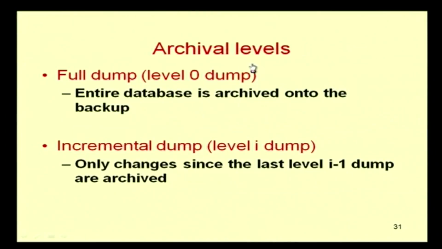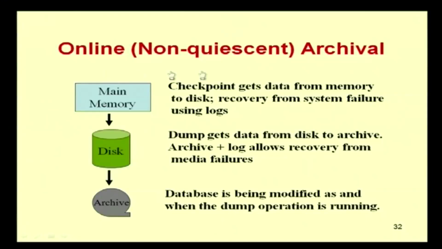There are two types of archival levels: one is full dump and one is incremental dump. Here in the full dump, which is called a level 0 dump, the entire database is archived into the backup, and in the incremental dump only the changes that have been made since the previous dump level are archived. This is a non-quiescent archival.